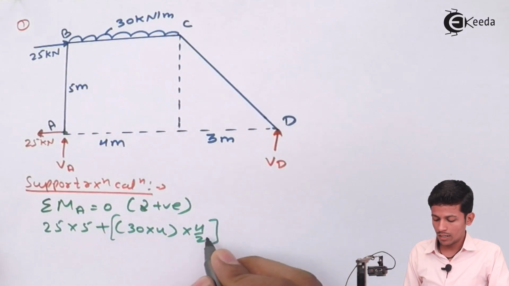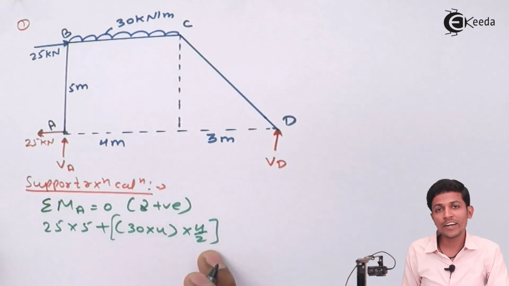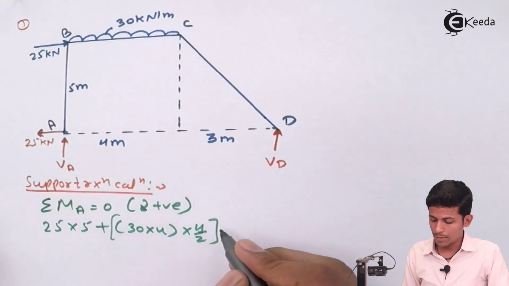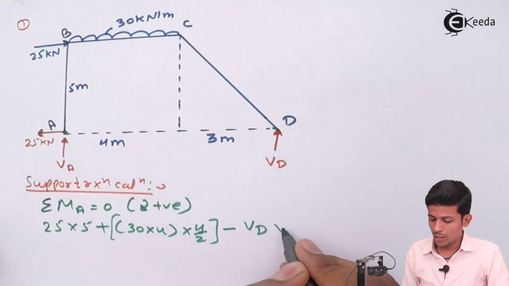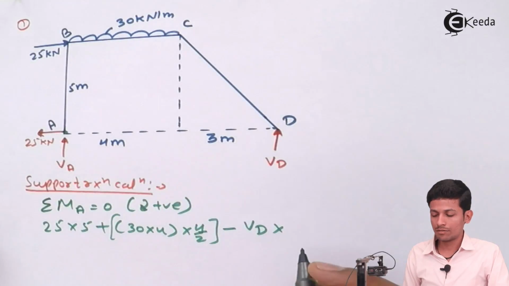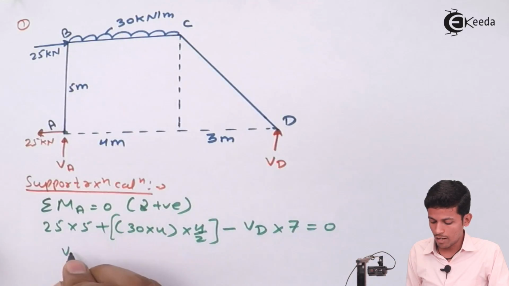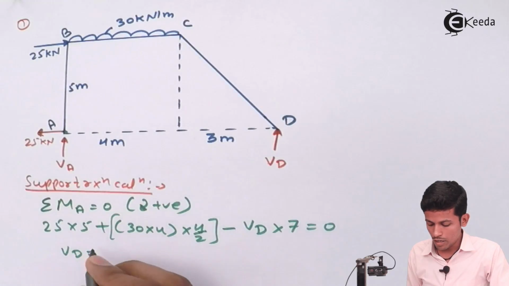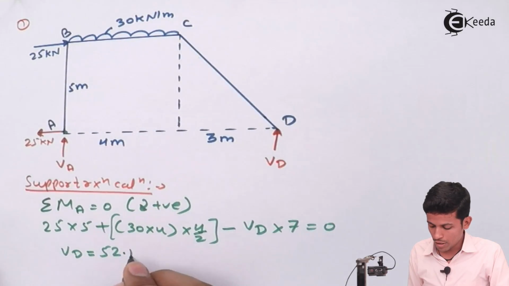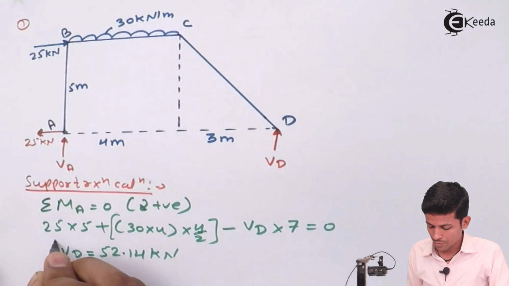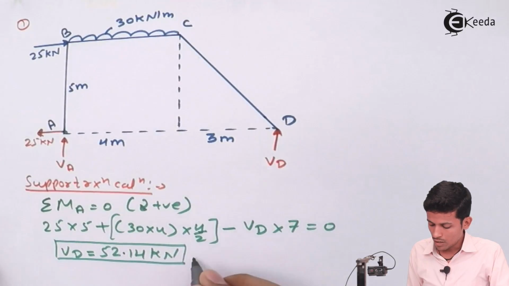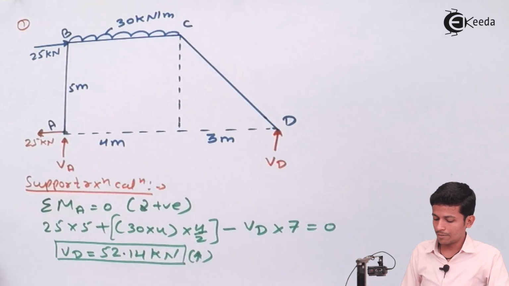Okay, this is the UDL force, and this is the perpendicular distance. Now after that, what will come in the picture? Minus VD into this distance, 4 plus 3, that is 7, is equal to 0. While solving this, you get the value of VD. Your VD value will be 52.14 kilonewton in the upward direction. Okay. After that, what will we do?